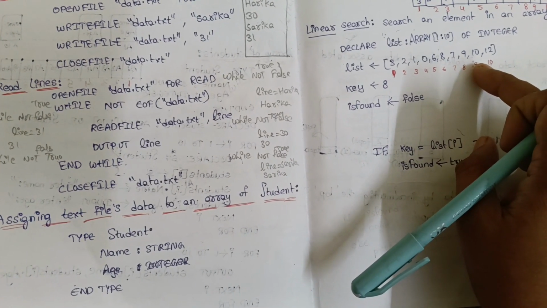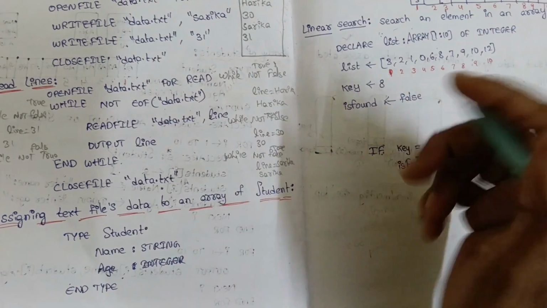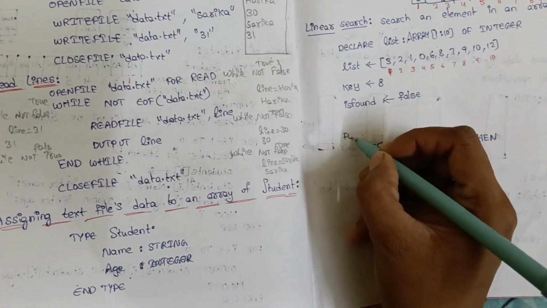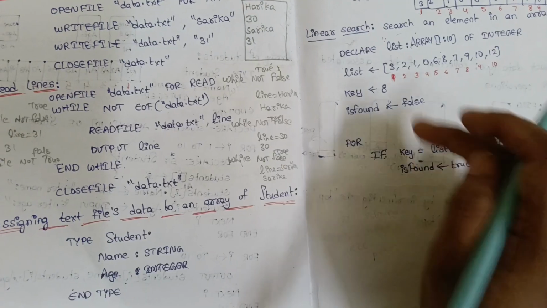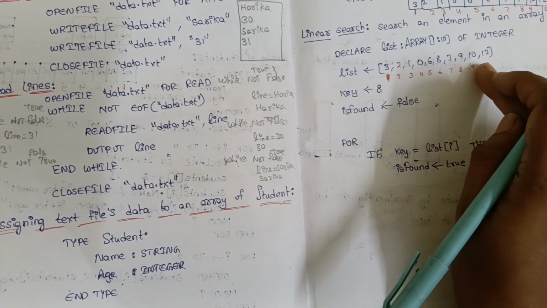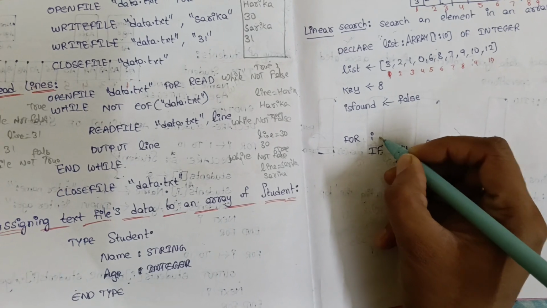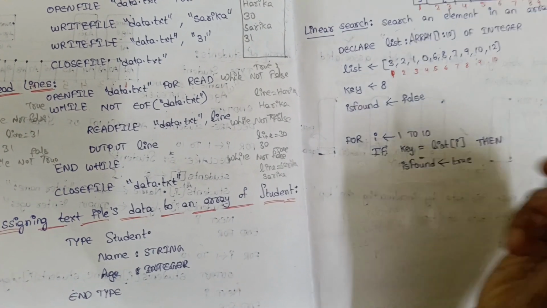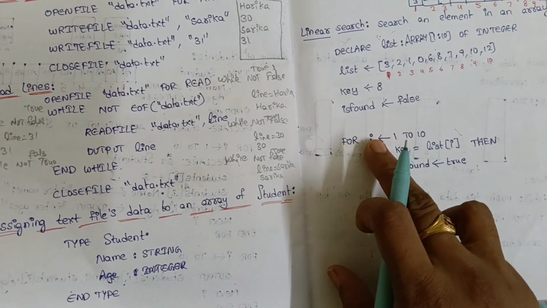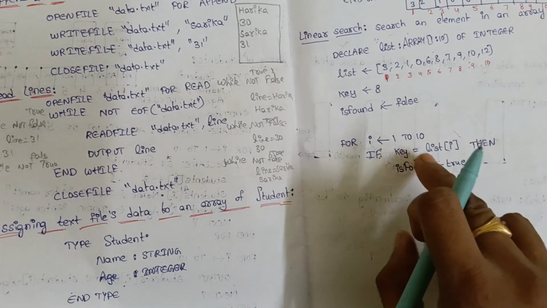Then how do I do that? Okay, just keep this logic inside a loop, then it will iterate. This logic gets iterated for all the indices of the element. For i is equal to 1 to 10.